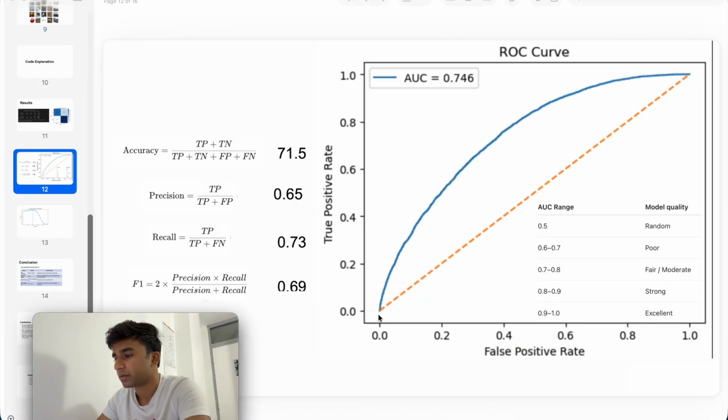In the area under curve here, the orange line represents the random guessing threshold, which is 0.5. The blue line plots the true positive rate across all the classification thresholds. In our case, it is 0.74. Here we can see that 0.5 is the threshold where the model randomly guesses. This is the range where our model sits, which is moderately good with a good separation between the classes.